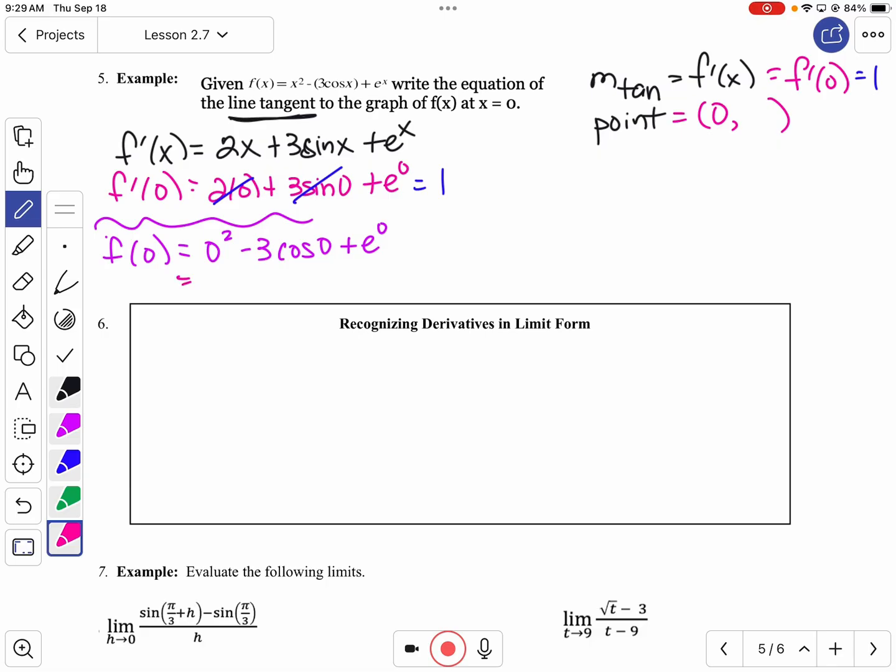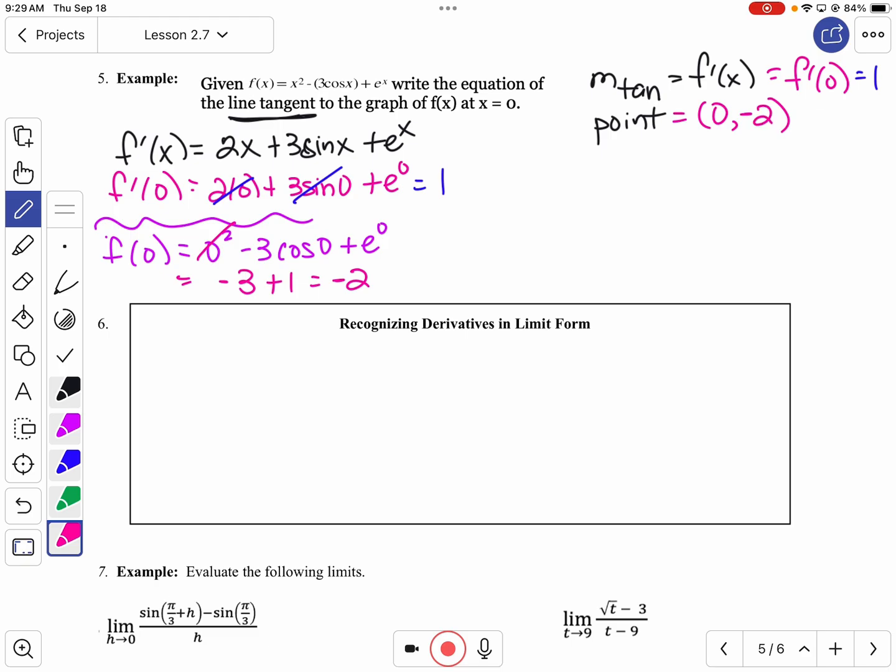Okay. 0 squared would be 0. What's the cosine at 0? 1. So that's going to give me a negative 3. And what's e to the 0? 1. Common mistake. We'll be so excited that there's a bunch of zeros up there, we'll say e to the 0 is 0. Okay, just think about that. e to the 0 is 1. So my y value is negative 2.